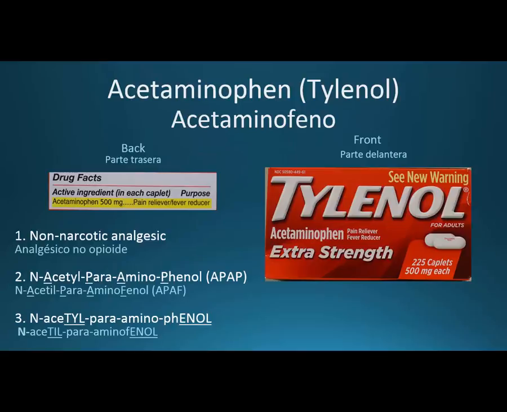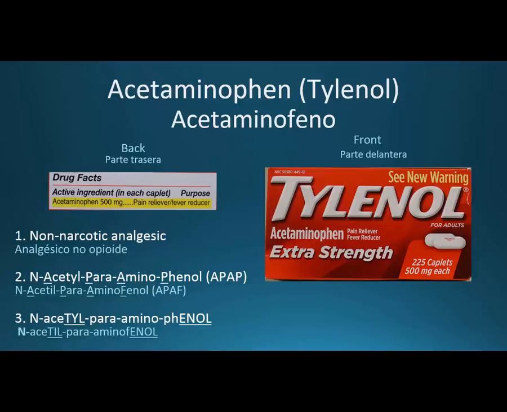Acetaminophen is Tylenol, and it just changes. You can see it's almost the same thing when you switch to Spanish, but acetaminophen is how I pronounce it. And it's a non-narcotic analgesic, so again, we're really saying an analgesic that's not an opioid as the translation. So analgésico, that would be an H sound. So analgésico no opioide.